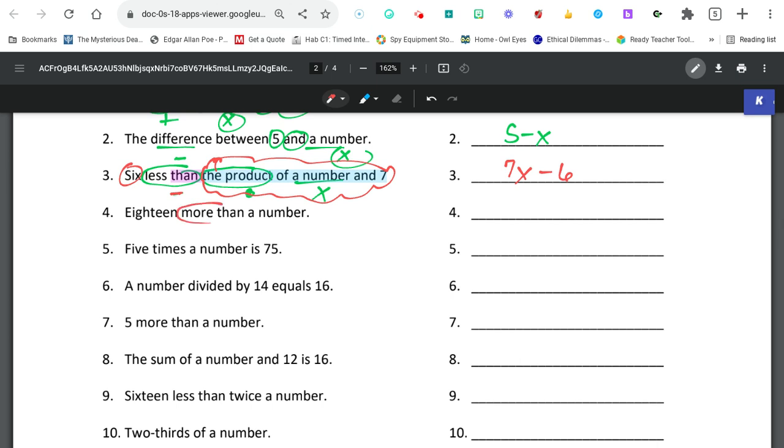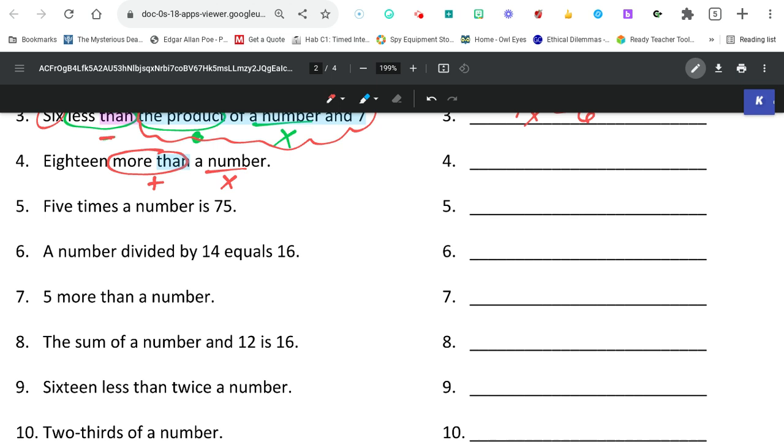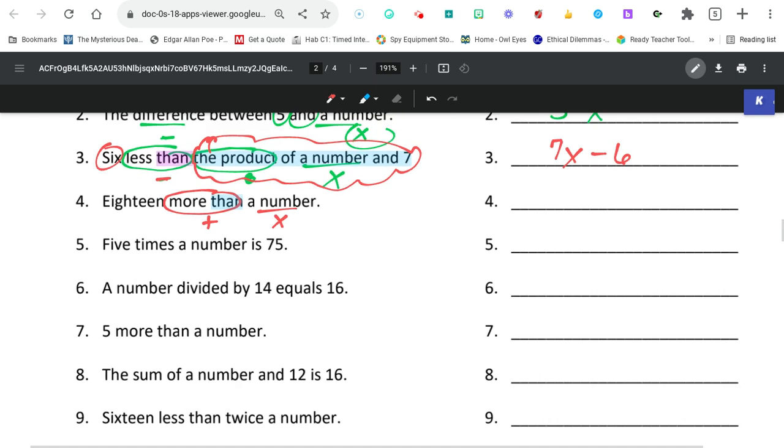All right, number 4: more than means add. A number is X. There's no equal sign, and there is a turnaround phrase in it, and it's than. So don't write 18 plus X. Please turn it around and write X plus 18 for me.